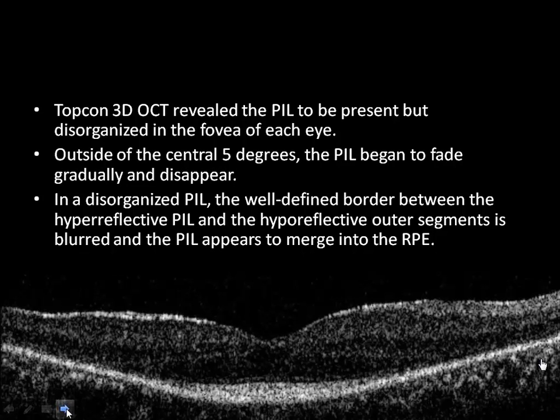We do sometimes see retinal degenerations where there's no PIL anyplace, and we've seen that as young as patients at age 5.